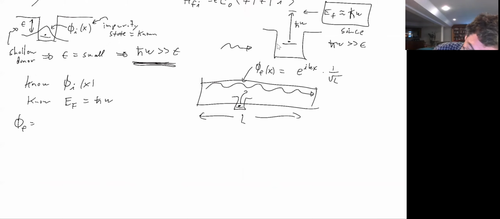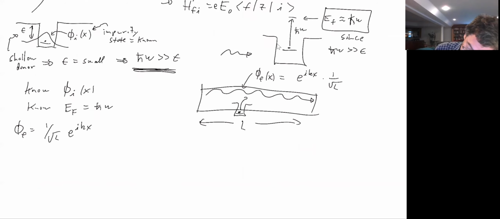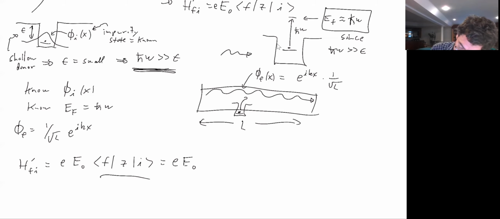So then it all makes sense. I got everything just about 1 over square root of L e to the i kx. And so that means that the matrix element connecting my final and initial states, now I can calculate, because it's going to be E, the electric field, and then this final Z initial. And so I know how to do it all now, because that matrix element is just an integral.